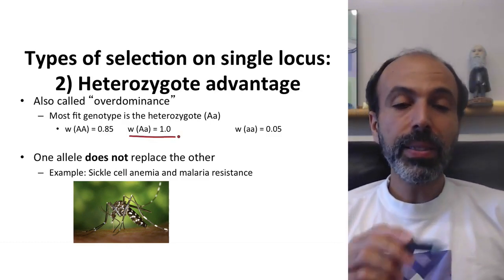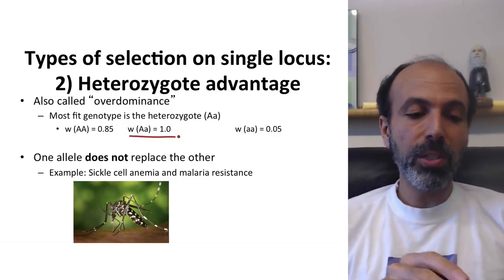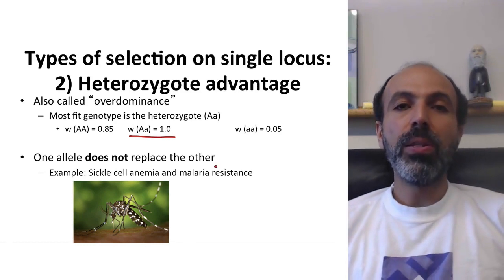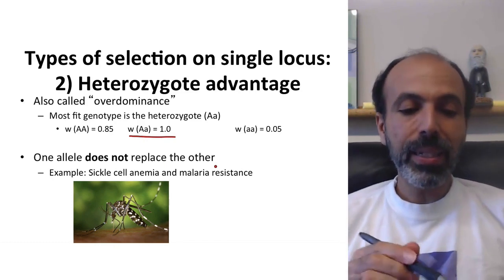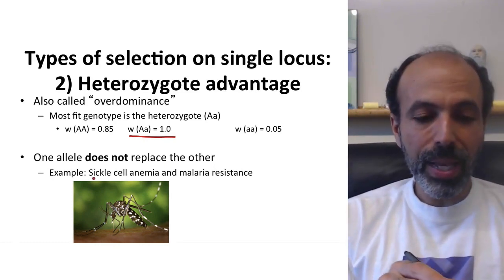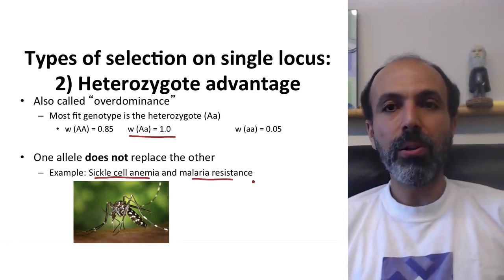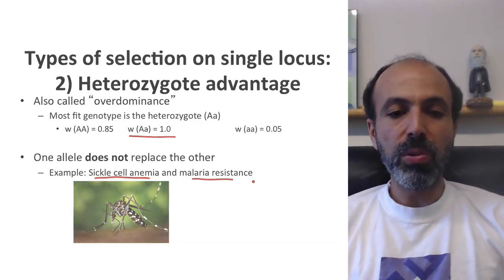Okay? In this case, unlike with directional selection, one allele does not replace the other. This does not lead to monomorphism over time. The classic example of this that people always cite is that of sickle cell anemia and malaria resistance. So let me introduce this to you briefly.